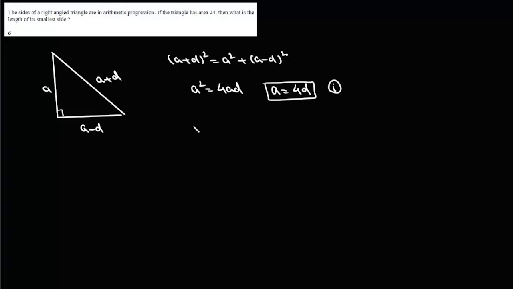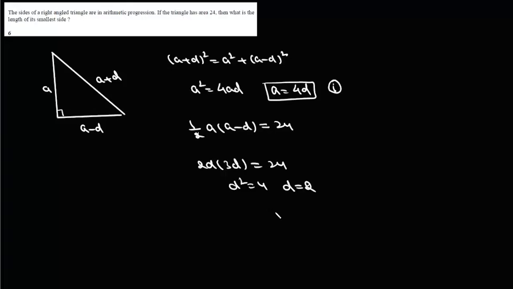Now we look at the area of this triangle. Area of this triangle is half into a into (a minus d), and it is equal to 24. Now a is equal to 4d, so there will be 2d into 3d equals 24. So d square is 4, the value of d is 2, and if the value of d is 2, the value of a is 8. Now it says the length of its smallest side. Now the length of its smallest side is a minus d, which is 6, and that is the answer to this question.